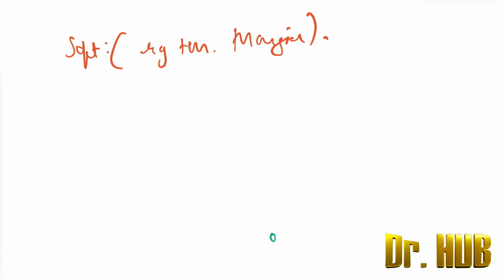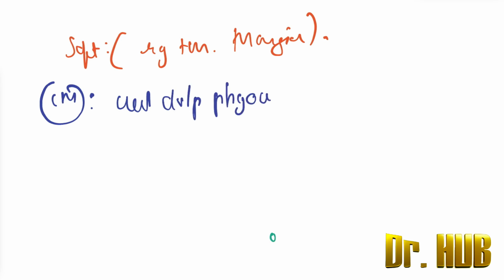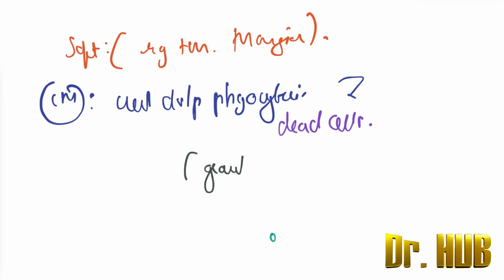Now under the light microscopy, there is well-developed phagocytosis of the dead cells, and there is also granulation tissue present at the margins.